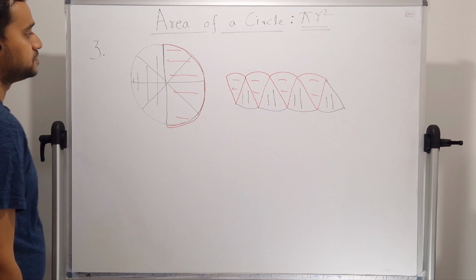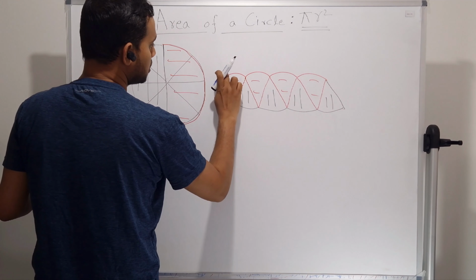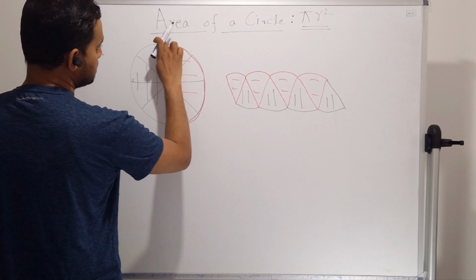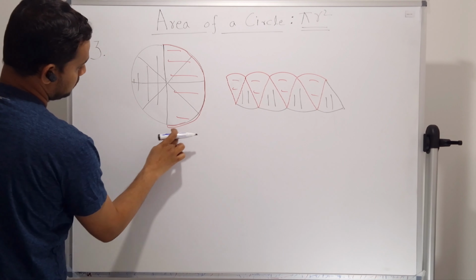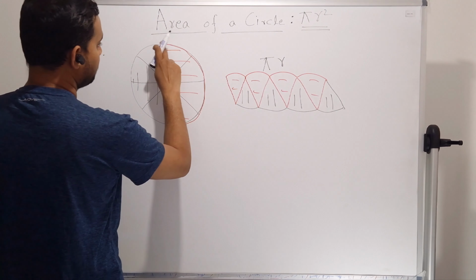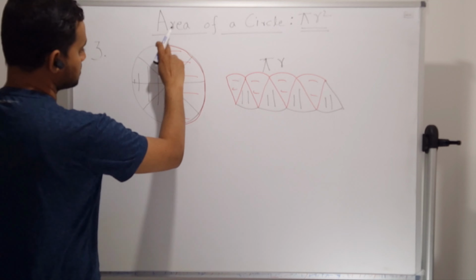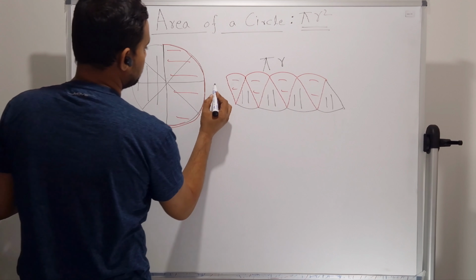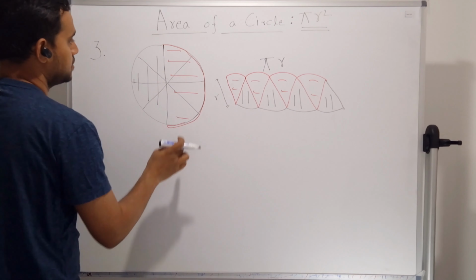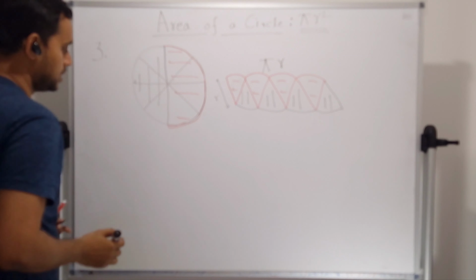If you closely look, this arc's length, this upper part, is pi r, half of the perimeter. The perimeter is 2 pi r, and this part is pi r. And if you look at this part, this length is r, the radius, because this is a slice, right?